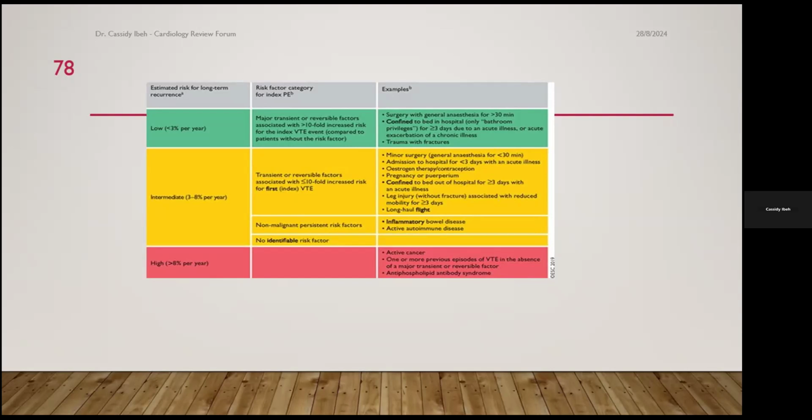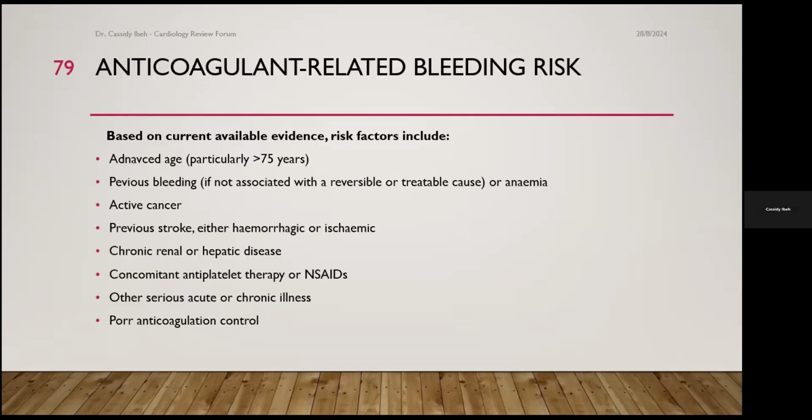So these are patients that may require a long-term or even a lifelong anticoagulant. Now, based on current available evidence, the risk factors that are associated with bleeding risk are listed. They include advanced age and previous bleeding, active cancer, previous stroke, or renal insufficiency, as well as concomitant use of antiplatelet therapy or NSAIDs, and other serious acute illness, or poor anticoagulation control, where there is poor monitoring. The patient may actually be at risk for bleeding.